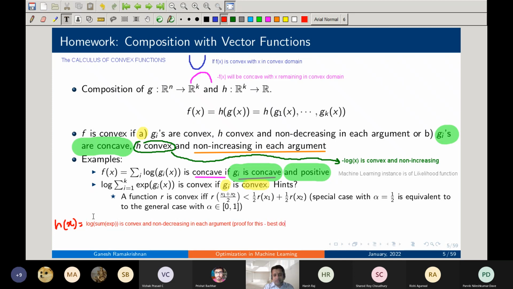The proof for this is best done using first principles. The calculus, some of the compositionality we have learned so far, might not be immediately helpful. So what we'll do is, if g_i is convex, this expression is convex. And we already said that e^(g_i(x)) is convex, and that's it. We don't need anything more. We don't need non-increasing, because the non-decreasing nature has been delegated to the h(x) part.